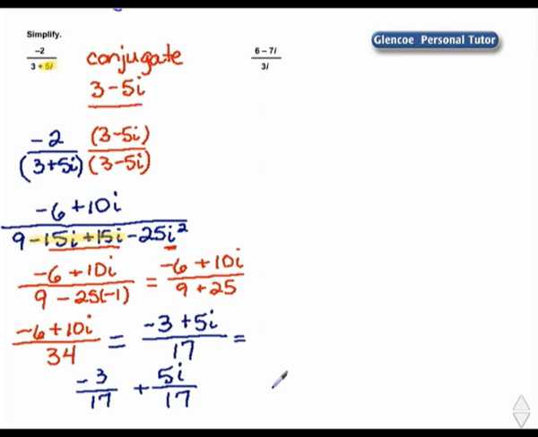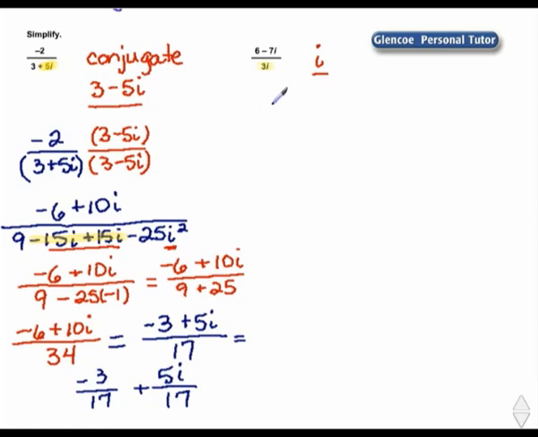Our second problem, 6 minus 7i over 3i. Well, again, we need to eliminate the i that is in the denominator, but this time we have a monomial, so we are going to multiply the denominator and the numerator both just by i, because if we remember from the first problem, when we multiply i times i and get i squared, that turns into a negative 1. And so that will help us to get rid of that i in the denominator.